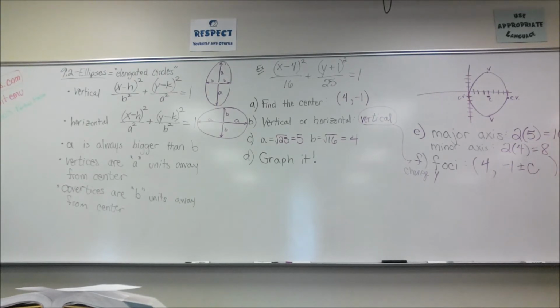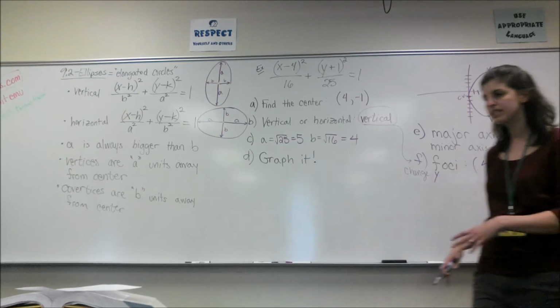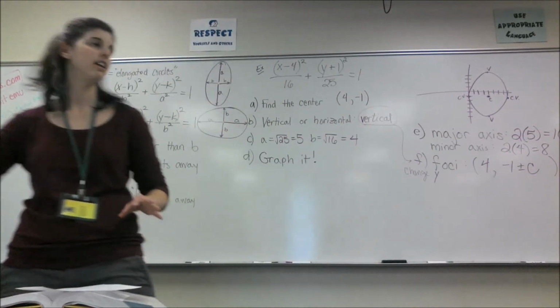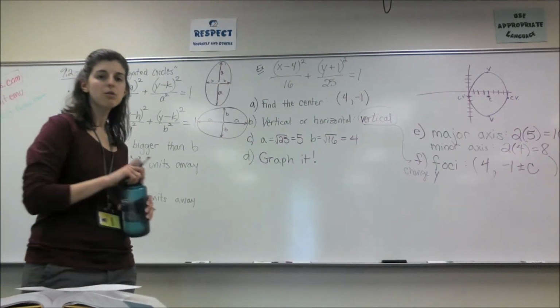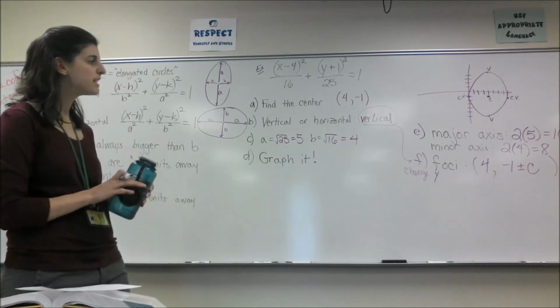You're always allowed to use your formula sheet like I told you before, so you don't have to memorize it. However, A squared is equal to B squared plus C squared. This is not the Pythagorean theorem. Just because it involves A, B, and C doesn't mean it has anything to do with that. Okay? But A squared is equal to B squared plus C squared.